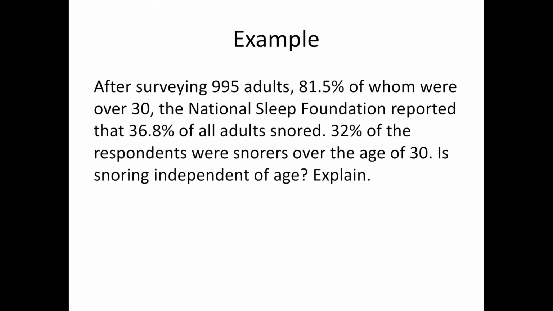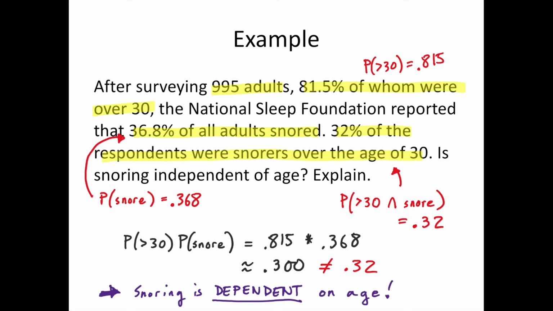Okay, remember, whenever we're asked to look at the independence of two events or the dependence of two events, we always want to use that definition of independence and not just argue from our life experiences. So with a lot of these word problems, the hardest thing is determining what information we're actually given in this problem. So if we look at this, we have the sample size, 995 adults. And then we're told that 81.5% of those adults were over 30. So let's call that the event greater than 30. So the probability of a subject being greater than 30 is 0.815.